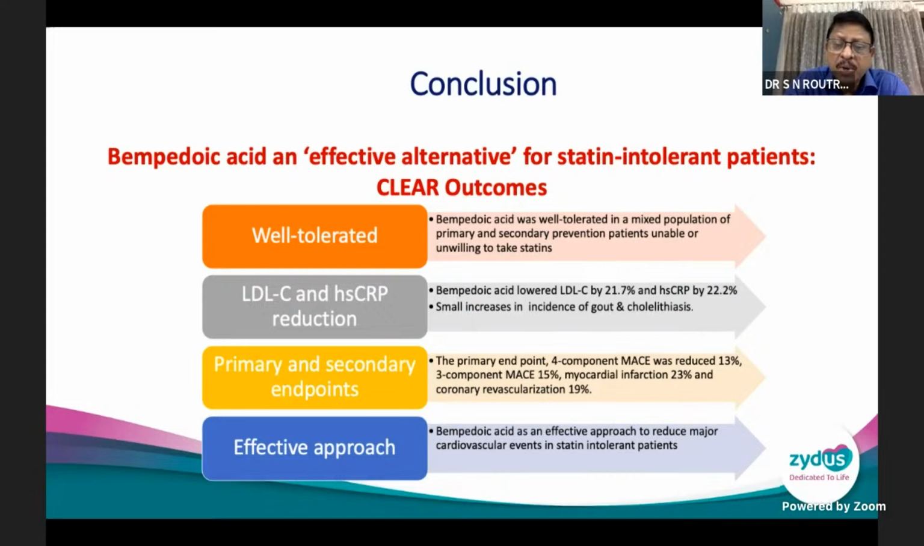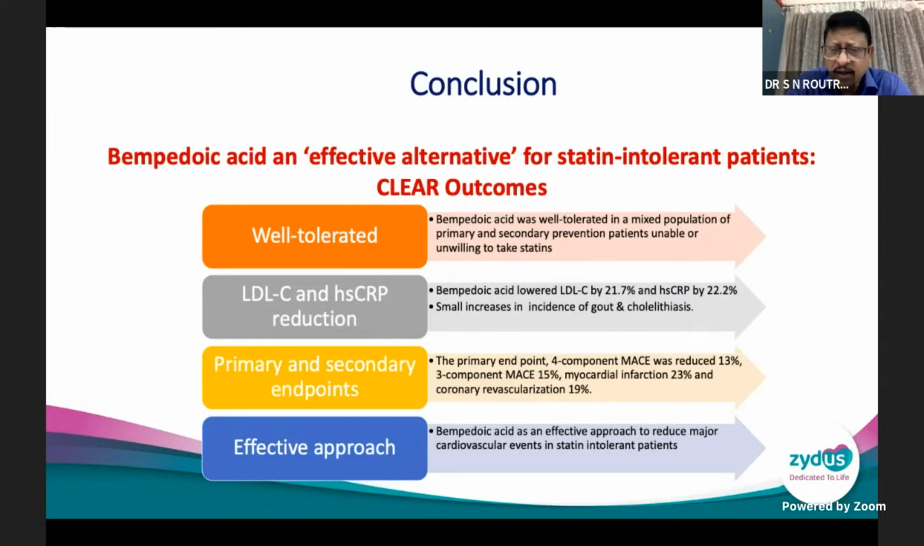So bempedoic acid is an effective approach to reduce major cardiovascular events in statin-intolerant patients. Now we have evidence in favor of another molecule, which is non-statin, and which has been shown to be beneficial in reducing the primary and secondary endpoints: 4-point MACE, 3-point MACE, myocardial infarction, and coronary revascularization.